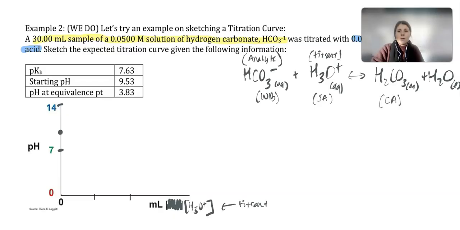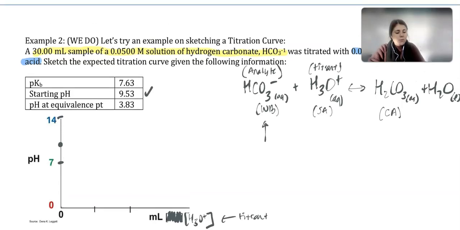It then tells us pKb. So I got the starting pH. Now look at the pH at equivalence. At the equivalence point, the moles of my weak base and the moles of my strong acid equal each other. Don't stress out that the pH at equivalence is not 7. A pH of 7 would be if this was a strong acid, strong base. But here, remember, if these are the two reacting, an equivalence point means that the moles of acid and base react and they'll be limiting reactants. All that's left is going to be your conjugate acid and water.